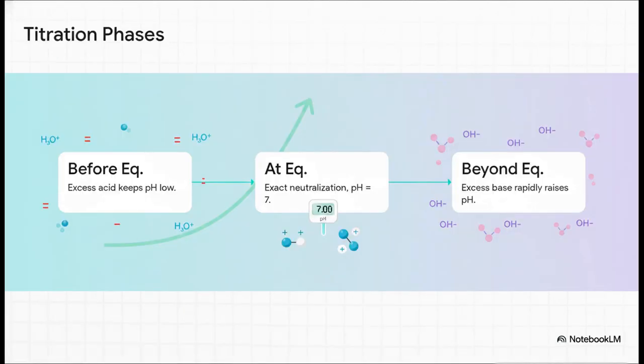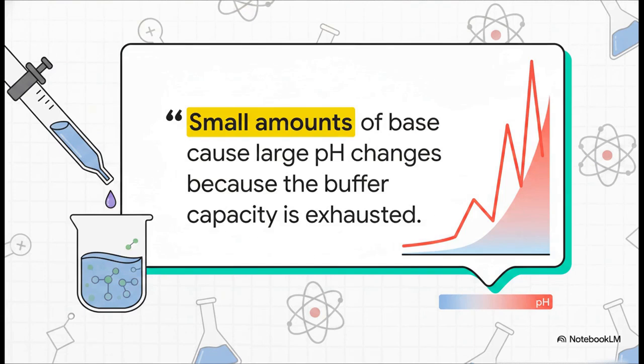And this brilliantly lays out the chronological story of a titration curve in 3 distinct acts. Step 1, before the equivalence point, excess acid is totally dominating the solution, keeping the pH super low. Step 2, right at the equivalence point, we achieve exact neutralization at a pH of 7. And finally, step 3, beyond equivalence, where adding even a tiny little bit of excess base rapidly skyrockets the pH up the scale. Now you might be wondering, why does the graph spike so suddenly at the end?